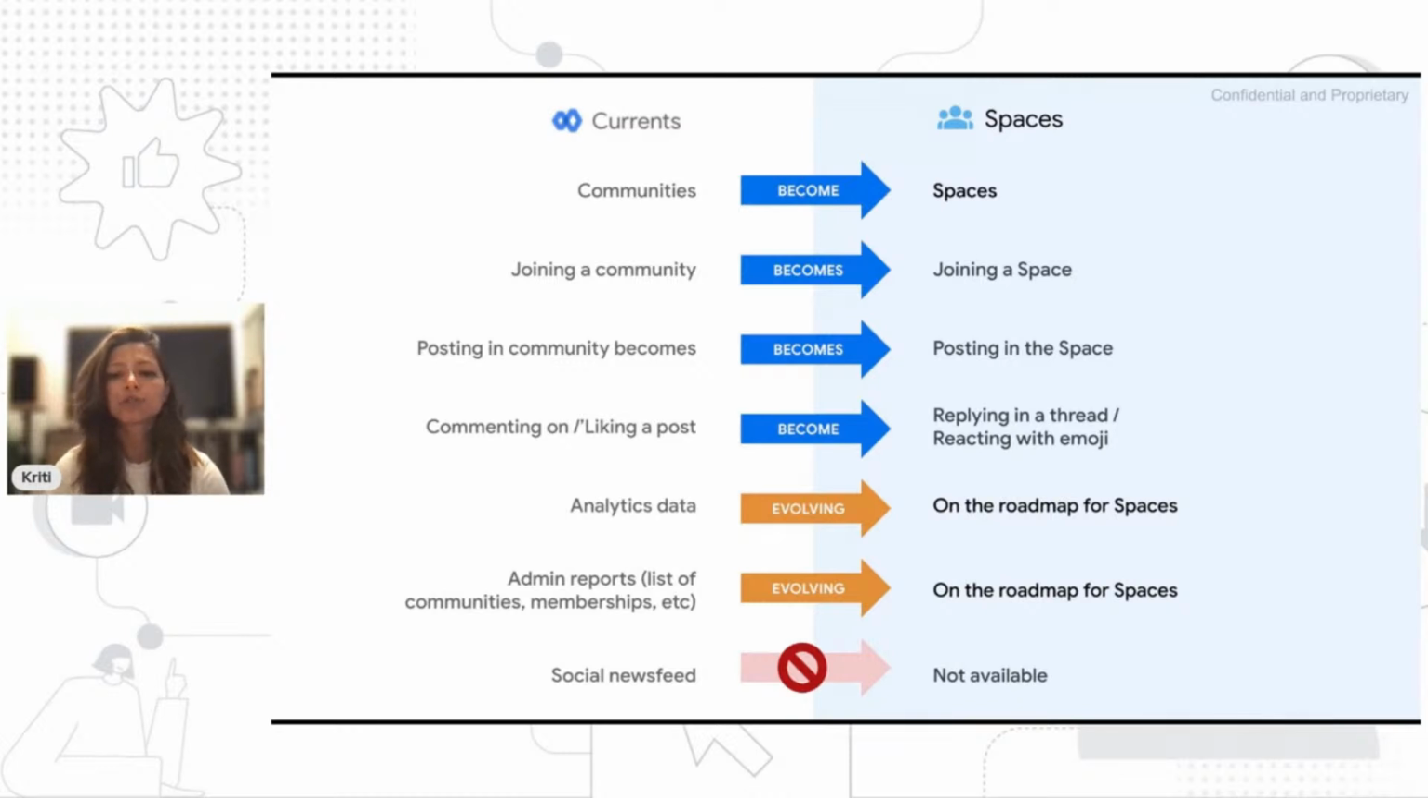And one thing I do want to call out is the social newsfeed. That is something that is available in Currents. It's not available in Spaces. I also want to call out that the social features in Currents, like the newsfeed, actually had low usage. Moving forward, this will not be available in Spaces.